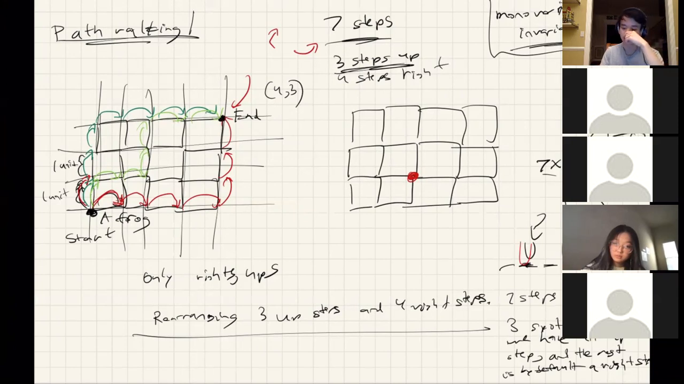Sorry, my work is all over the place, but you get the idea. So basically we place the first up step, the second up step, the third up step. We divide by 6, and then once we divide by 6, we have every possible path counted exactly once.